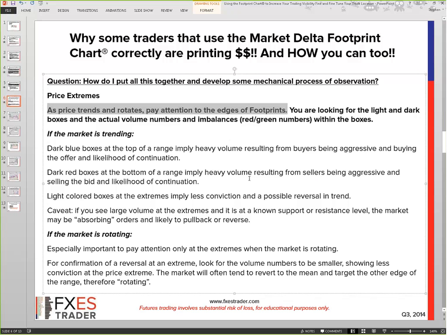Whereas dark red boxes at the bottom of a range, keep in mind we're going to be looking at a 5 PNF reversal chart here, imply heavy volume resulting from sellers being aggressive and selling the bid, with likelihood of continuation, okay? So the light colored boxes at the extremes imply less conviction, whether that's a possible reversal in trend based upon order flow drying up. We'll be able to have a better feel for that, okay?